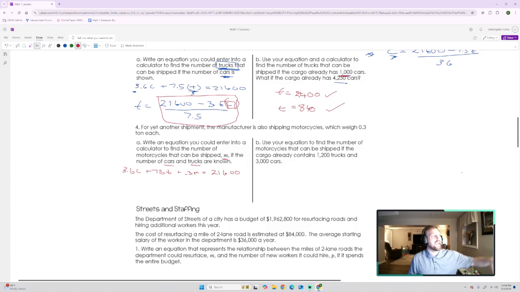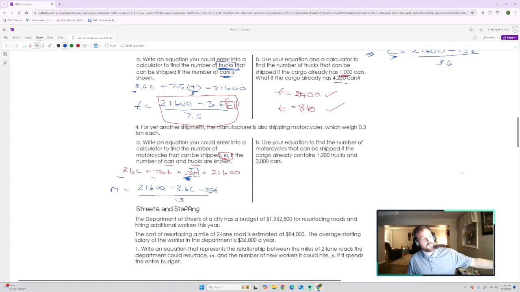Just like we did in Part A and Part D in the last problem, we're going to solve this the same exact way. But now it wants us to do it in terms of M, because we know what C and T are. So it wants us to get M by itself. I'm not going to go through the whole process. It's the same as before. I'm going to subtract 3.6C and 7.5T to the other side, and then divide by 0.3. So I get that M equals 21,600 minus the 3.6C, minus the 7.5T, none of which can combine together because they're different variables, and then I'm going to divide everything by 0.3.